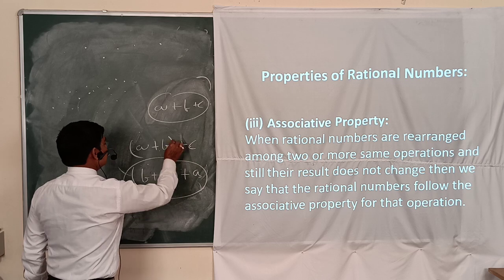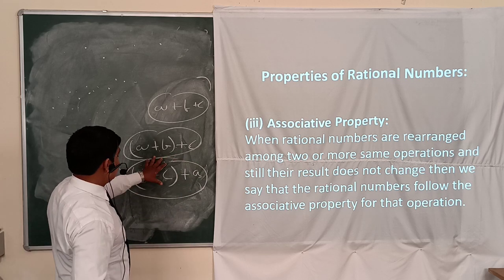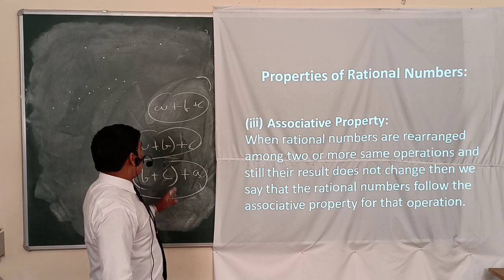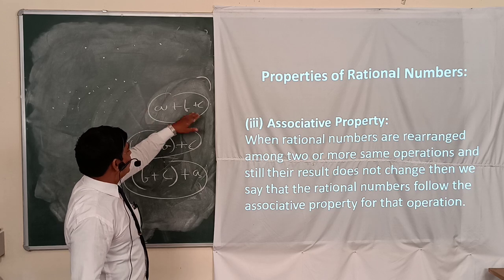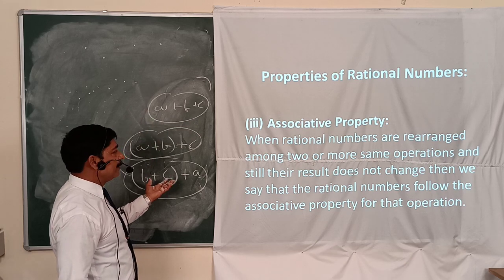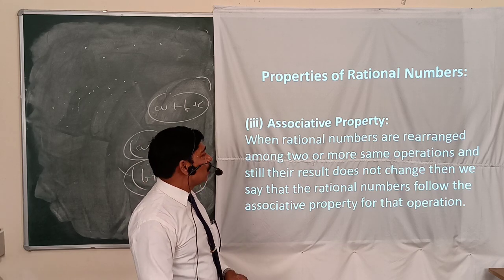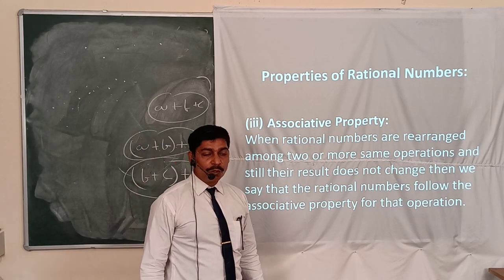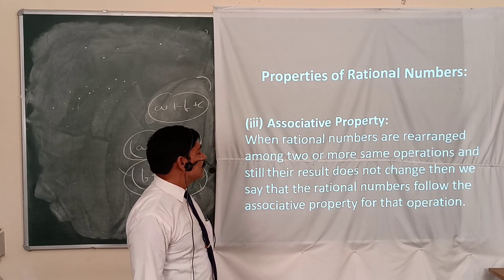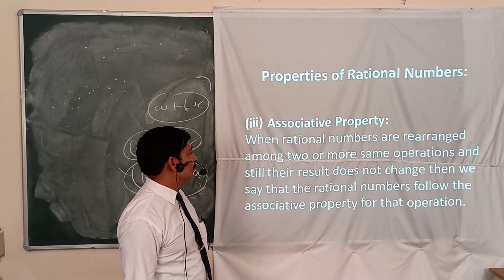So in both these cases, the value remains the same. Or you can add A plus C first, afterwards you can add B. Associative property shows that if you change the grouping, there is no effect on the result. So this is the associative property.